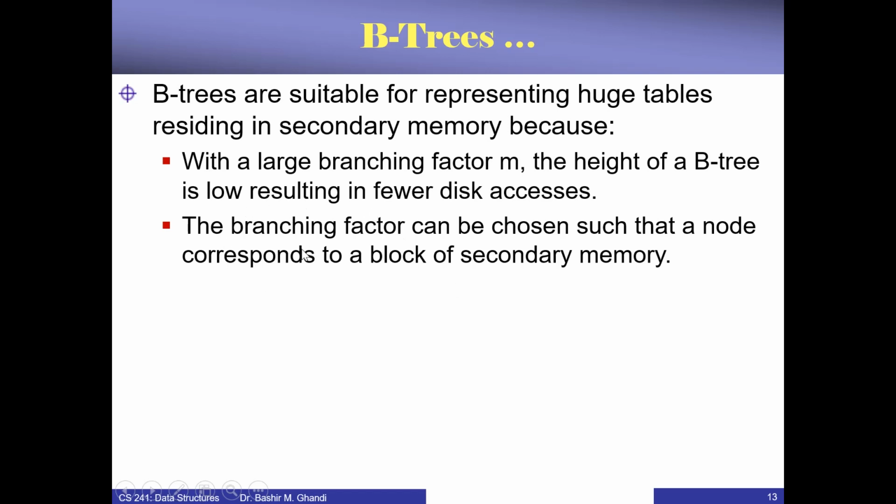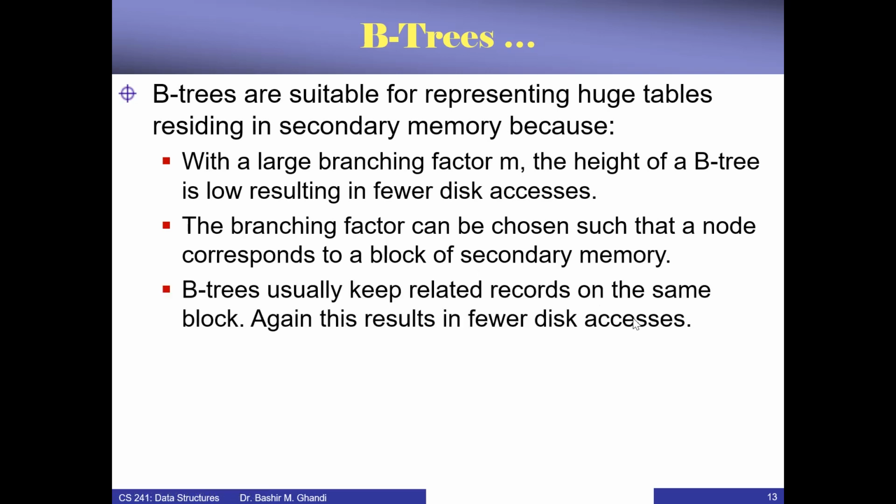So you should define your M such that the data in one node can be saved in one block, so that you read the whole node one time and you write the whole node only one time. This is the way the tree will give us advantage. It will reduce the number of disk accesses. Okay, so B trees usually keep related records on the same block, and therefore when you read, you're going to read all of it at one time. So again, this results in fewer disk accesses.